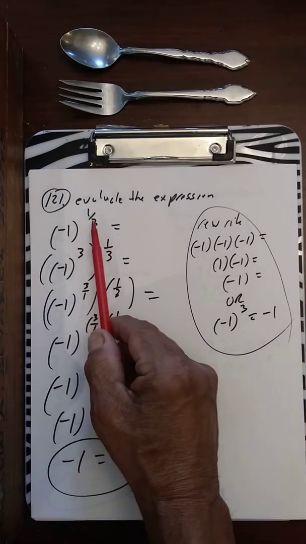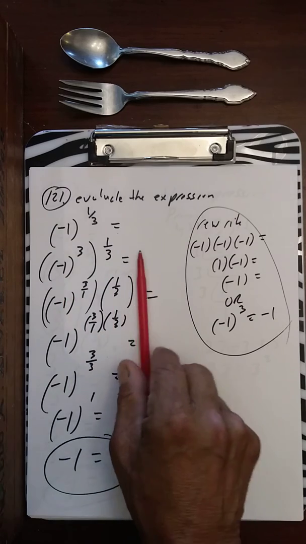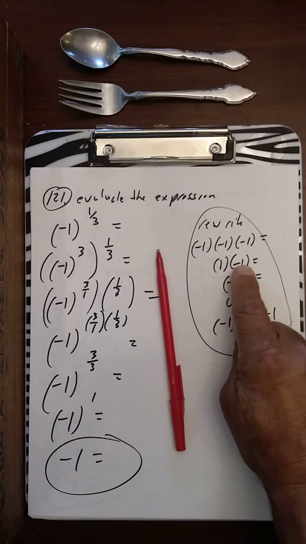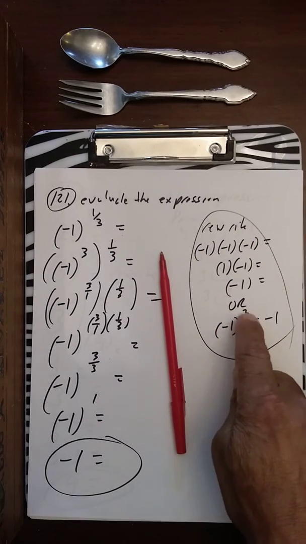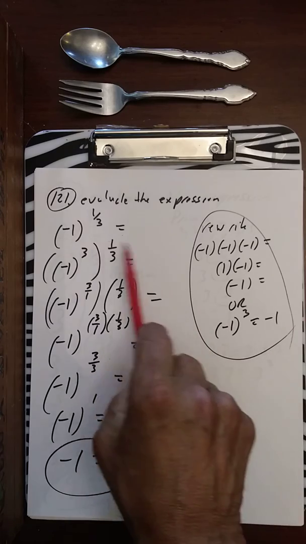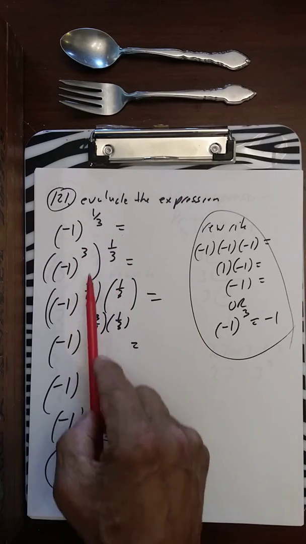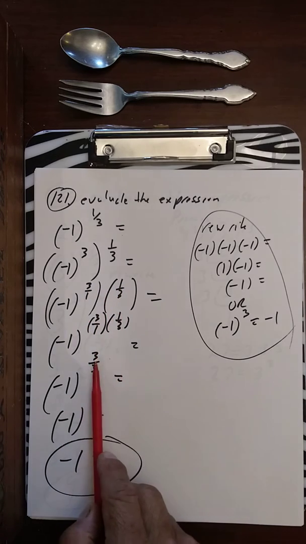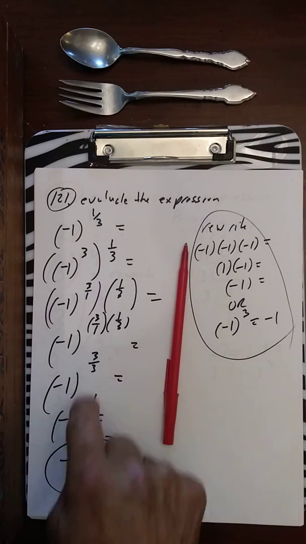Okay, rewrite it. Alright, negative 1 to the 1/3. Well, negative 1 to the 3rd is the same thing as negative 1. Rewrite this one: negative 1 to the 3rd is this. So now, 3 over 1 times 1 over 3. That's going to be 3 over 3, and 3 over 3 is 1, and negative 1 to the 1 power is the same thing as negative 1, right there.